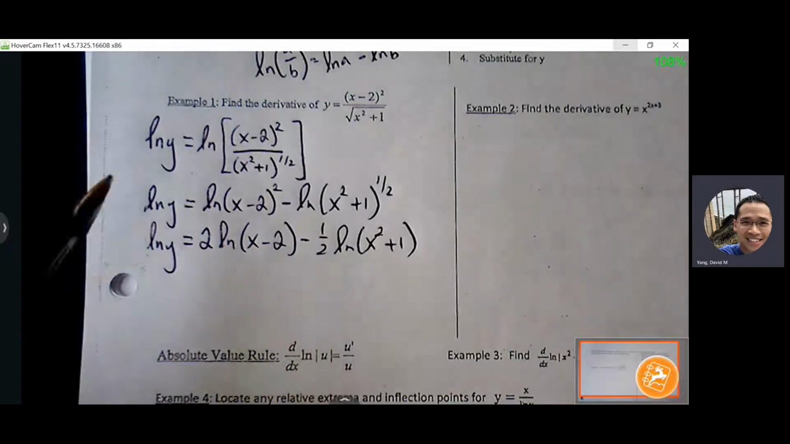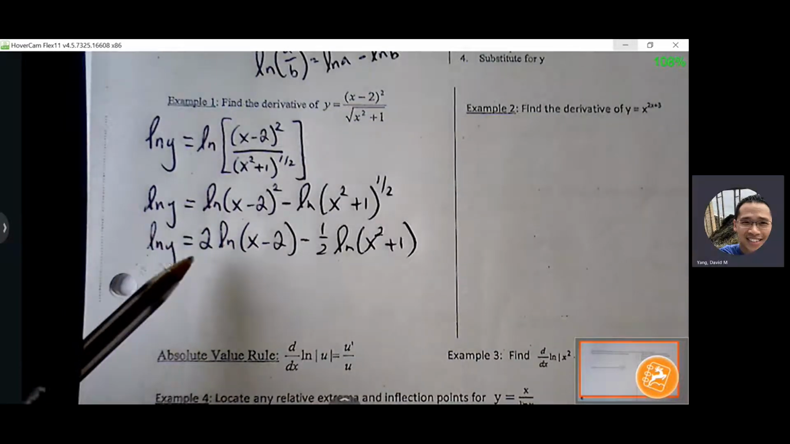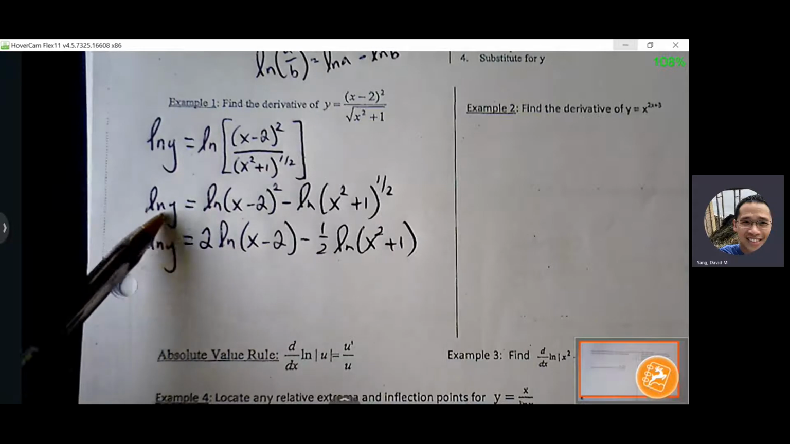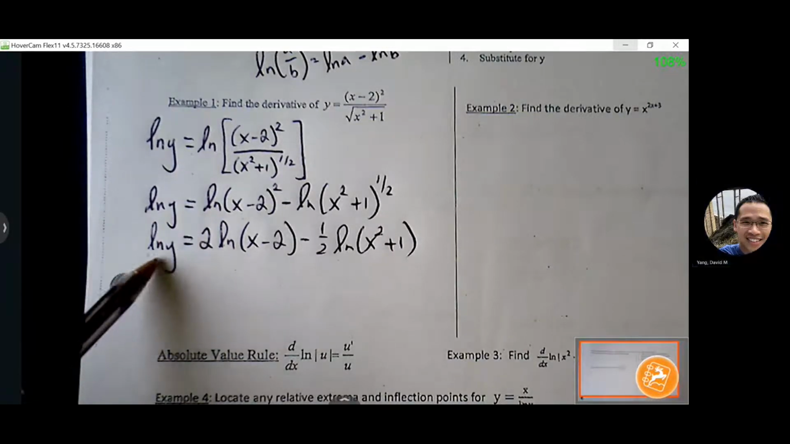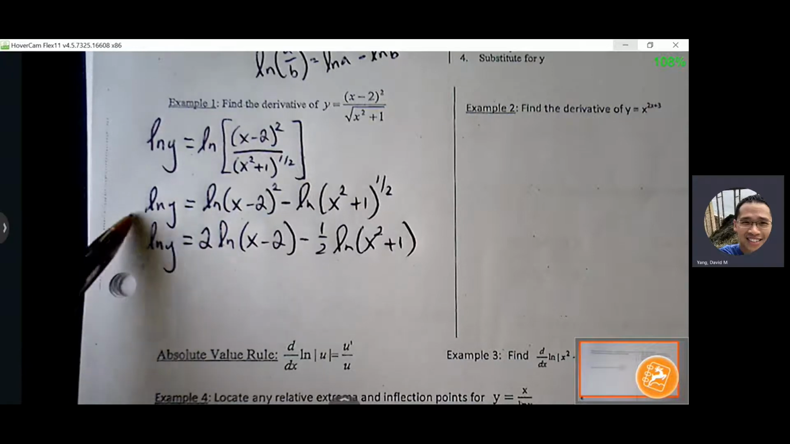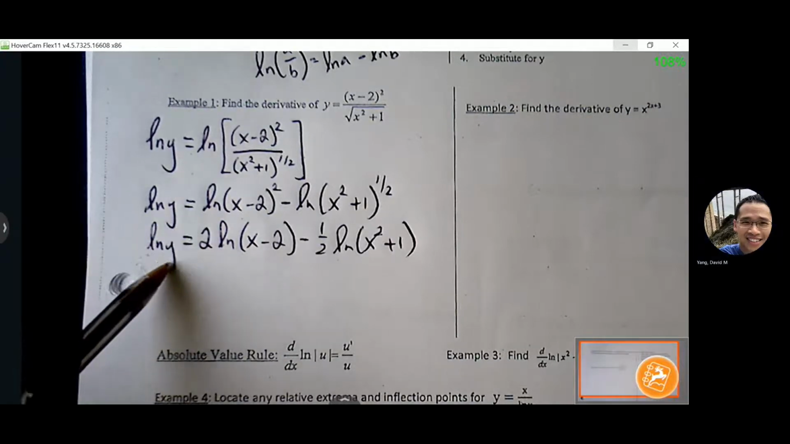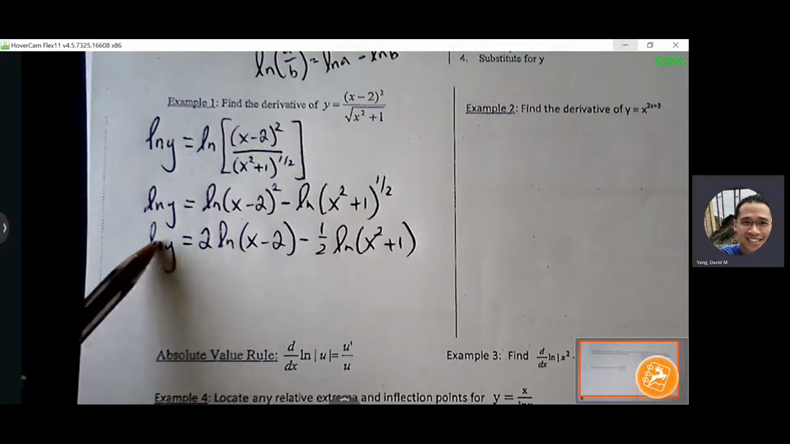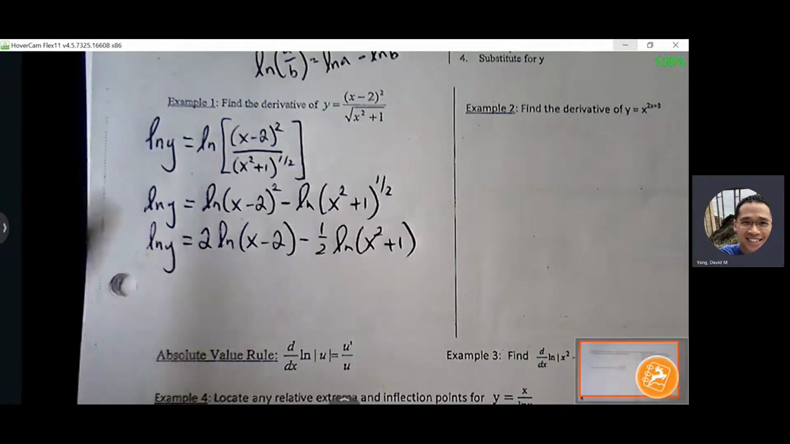But something is different on the left side here. Y is no longer by itself. Now y is underneath natural log. So guess what we have to do when we find the derivative? Anytime y is stuck in something else, we got to do what? Remember that process?